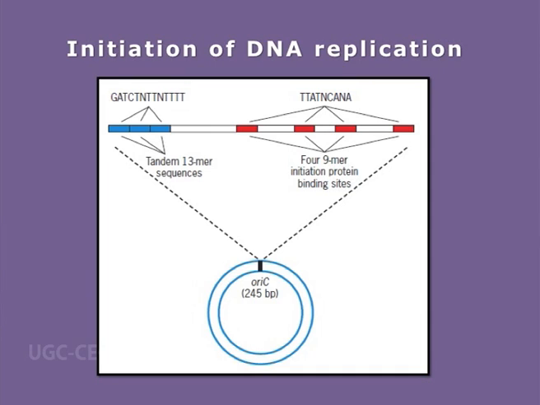This particular point is known as ORI C. On closer examination of this ORI C, it shows it is 245 base pair long, consisting of repeats which are 9-mer and 13-mer. The 9-mer sequences are present in 4 copies. The 13-mer sequence, rich in AT, is present only in 3 copies. So what if it is present only in 3 copies?